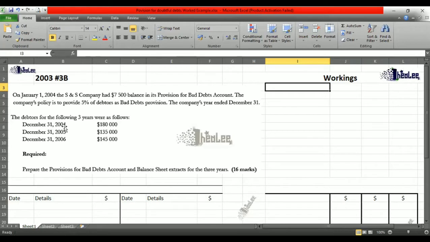The first year, 2004, $180,000, that's your debtors balance. For 2005, we're seeing that debtors balance is $135,000, while for 2006, debtors balance is $145,000. And your debtors balance is important as it relates to a provision for doubtful debts question. What you're required to do is to prepare a provisions for bad debts account and balance sheet extract for the 3 years.